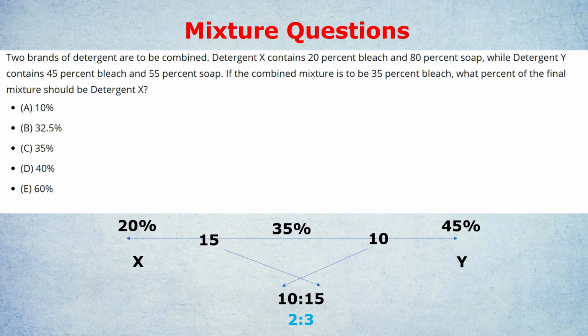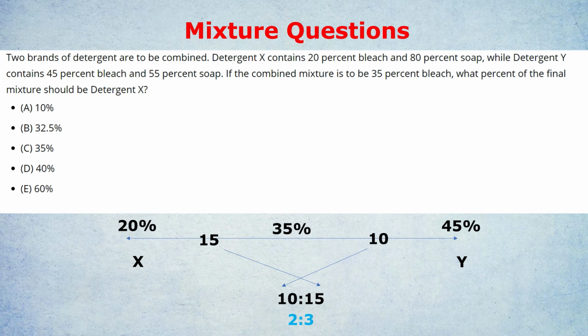We have found the ratio between X and Y. For every 2 of X, detergent X, there must have been 3 of detergent Y. That's why that middle number, the 35%, is closer to the 45 than it is to the 20. And that's my amazing secret for mixture questions. Now, how do we actually finish the question? What percent of the final mixture should be detergent X? They weren't asking for a ratio, I hear you say. They were asking for a percentage.